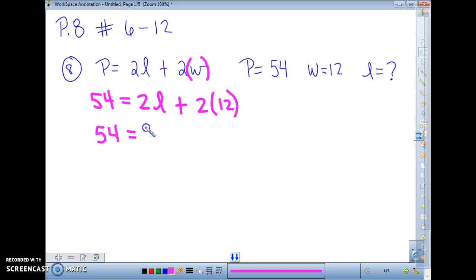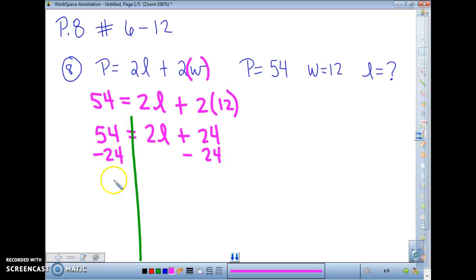That's going to be 54 equals 2 times L plus 24. So all I did was just multiply those. Y'all good? And from here, you can just solve your equation just like you always do. By doing what? Right, we're going to subtract the 24. So 54 minus 24 leaves me with 30. Bring down the 2 times L. Right, and then you divide by 2, and that tells you that your length is what? 15.